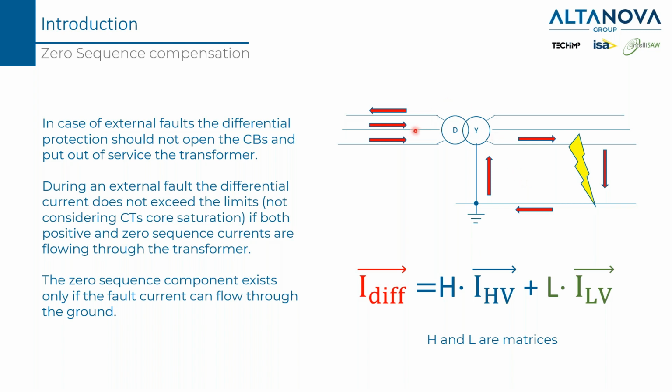But the zero sequence current cannot exist in delta connected sides. So the zero sequence current exists on this side, but it does not exist on the other side. For this reason, we have to compensate the zero sequence. Otherwise, in case of faults that are not inside the transformer but in the line, for which the relay should not trip, without this compensation, it's possible that it trips. And this is something that you would like to avoid.